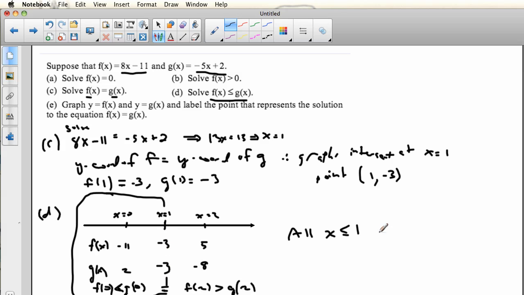Or, in interval notation, I would say it's everything between minus infinity and 1. And this time I'm going to include the 1 and indicate that with a square bracket.